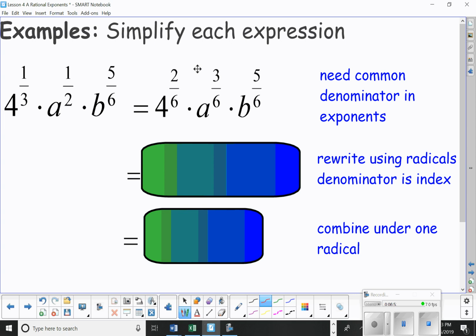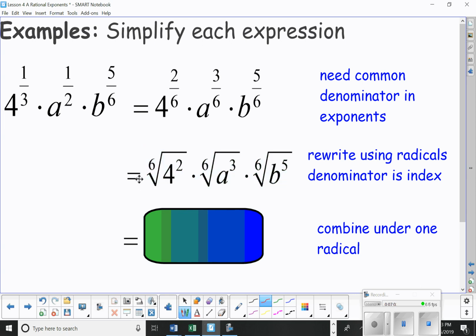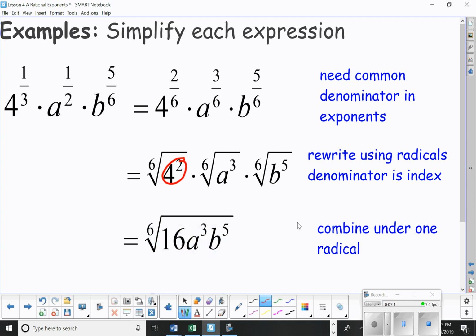Now I'm going to rewrite using radicals. Radicals, denominator is my index. So here, 6th root of 4 squared, 6th root of a cubed, 6th root of b to the 5th. They're all the same radical. I'm multiplying them so I can put them all together. I should also take care of 4 squared and just make that 16. If that were 4 to the 8th, leave it as 4 to the 8th. Well, actually, it wouldn't be 4 to the 8th, but 4 to the 5th. There it's all combined under one radical, and you can't get any smaller than the 6th root.